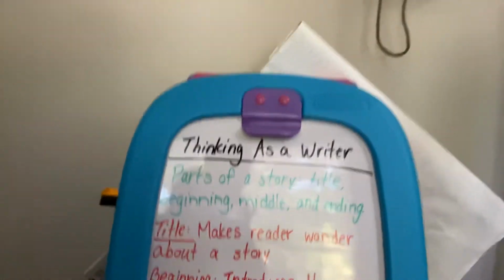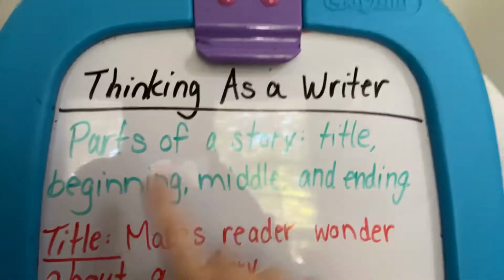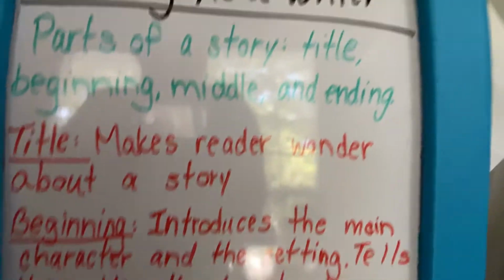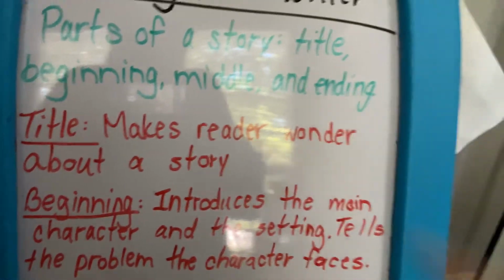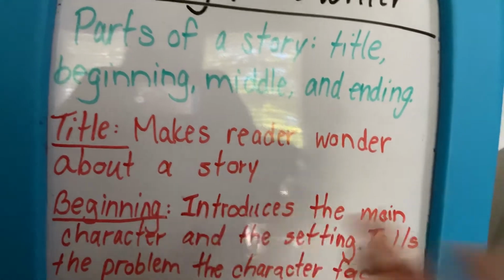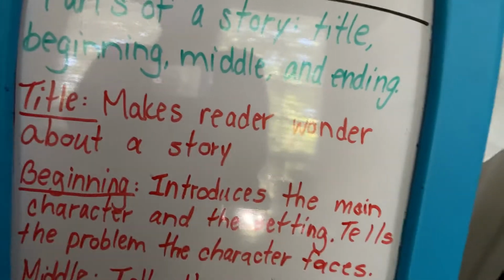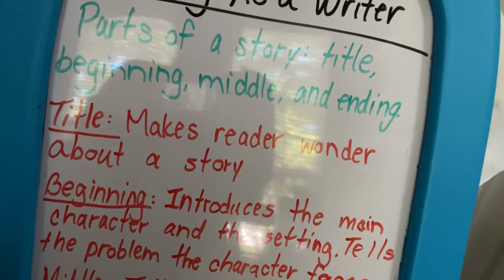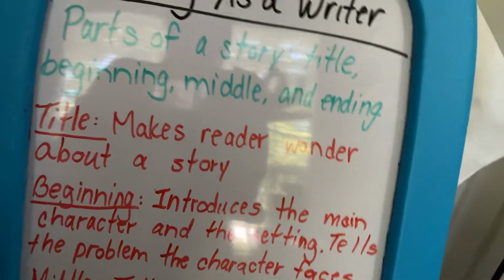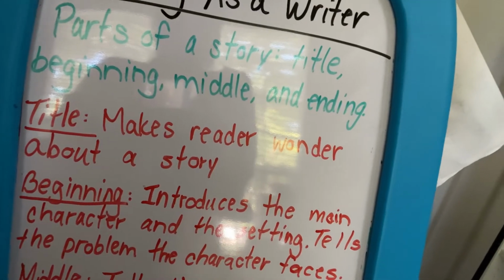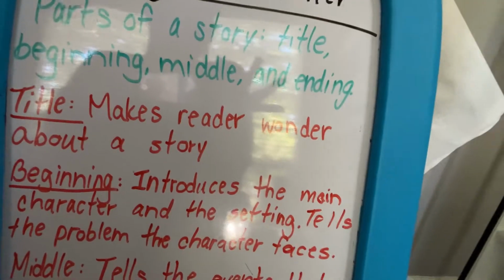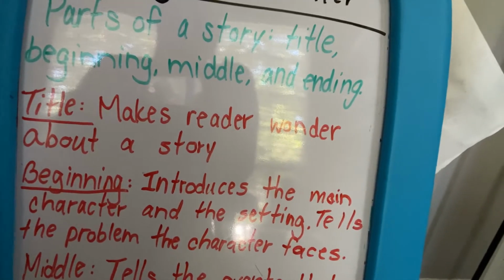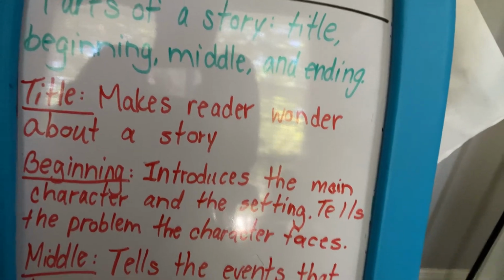So we have over here, think as a writer. Okay, so you have the parts of the story. We went over the title, the beginning, the middle, and the ending. The title basically makes the reader wonder about a story. So the title was Mice Twice. So you're thinking, well, I know it has something to do with mice, and then twice kind of means like double, like 2 mice. So that kind of gets you thinking about the story.